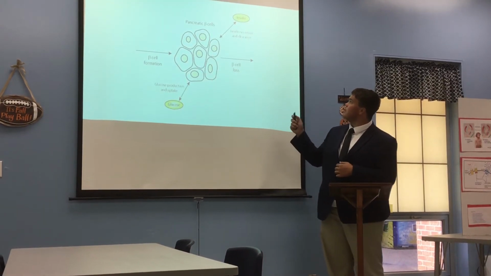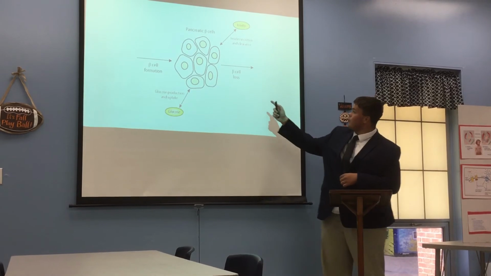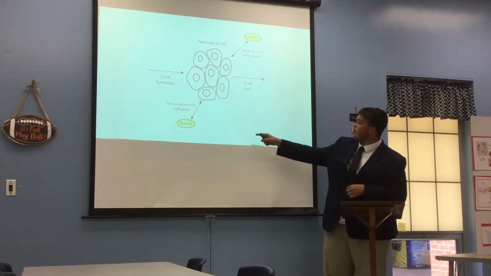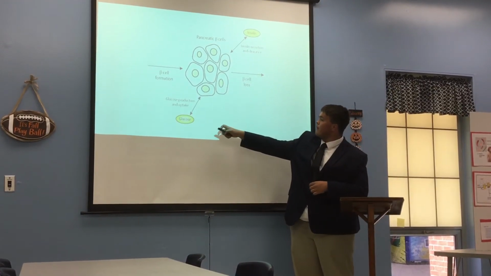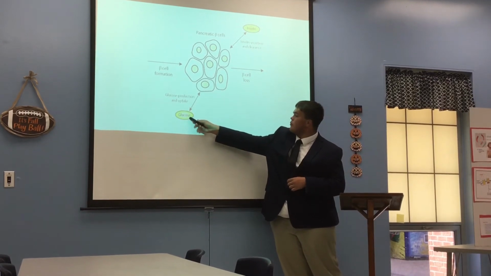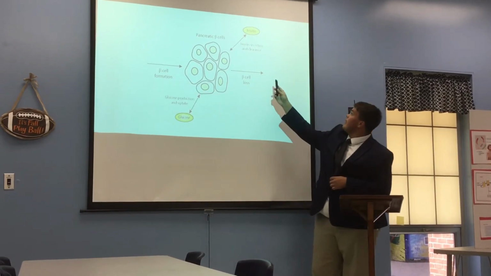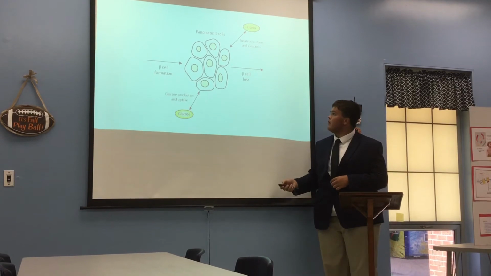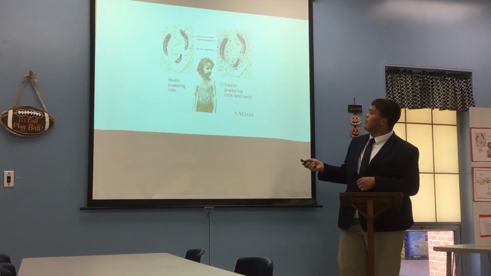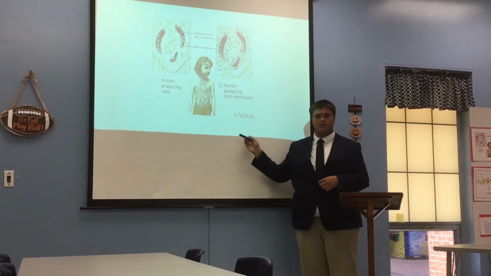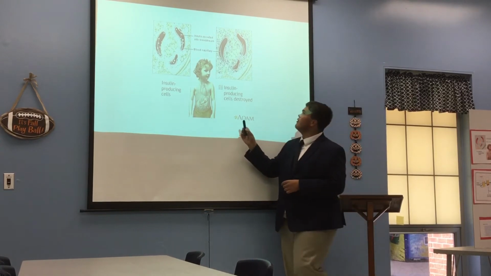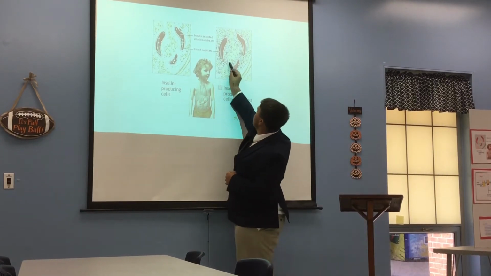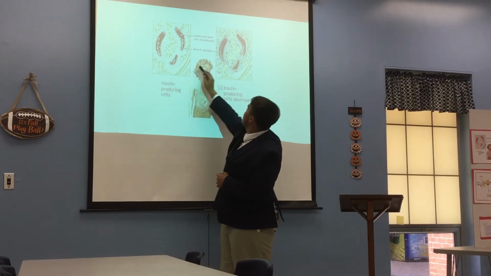This is the normal beta cells. This is what happens. They'll see that there's too much glucose, and so they'll make insulin. You can't really see this because the projector is kind of off, but you can notice that there are differences right here. These are your insulin producing cells.